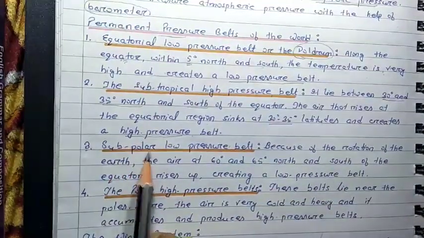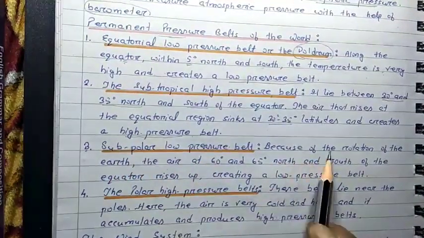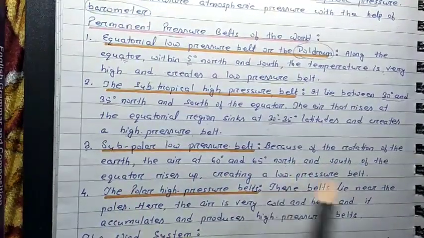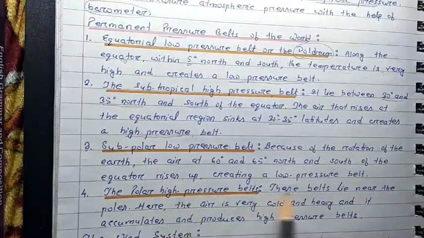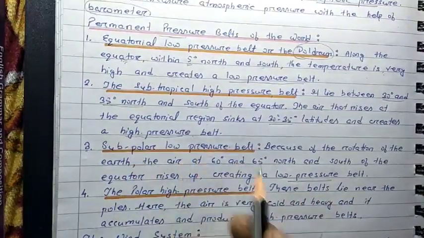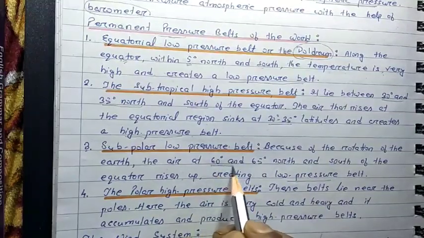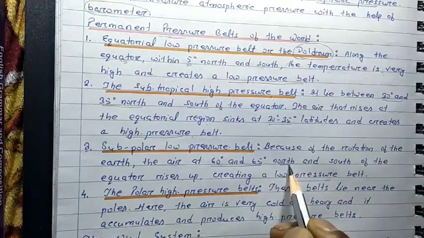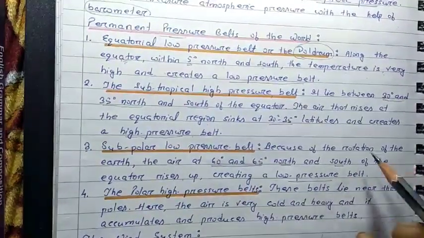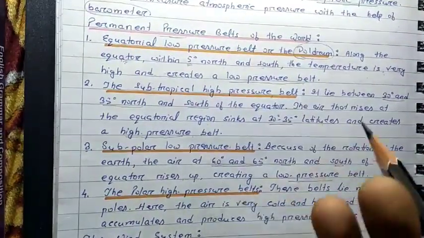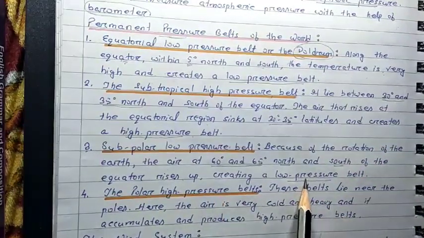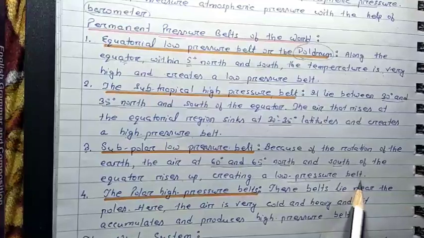Then comes the subpolar low pressure belt. Because of the rotation of the earth, the air at 60 degree and 65 degree north and south of the equator rises up, creating a low pressure belt. This subpolar low pressure belt is generally found at 60 degree and 65 degree both in the northern hemisphere as well as the southern hemisphere. Here, because of the rotation of the earth, the air becomes lighter and starts to move upwards. As a result, a permanent low pressure belt is created.